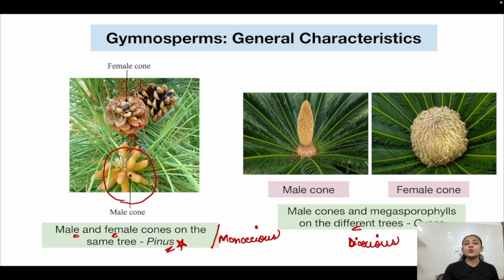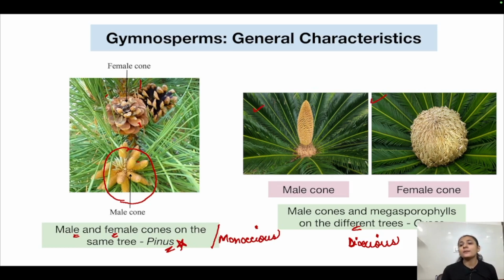Okay, female cones are larger in size and present towards the upper side of the tree, and male cones are smaller in size and they are present on the lower branches of the tree. Okay, as you can see here, this is the dioecious condition. Separate plants have male cone present and female cone present.